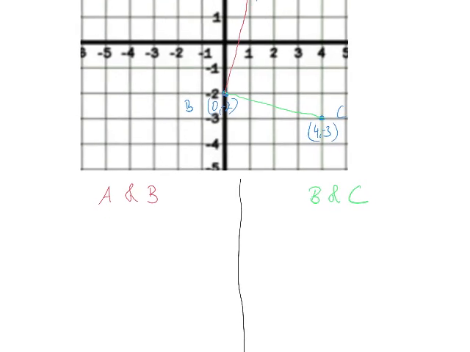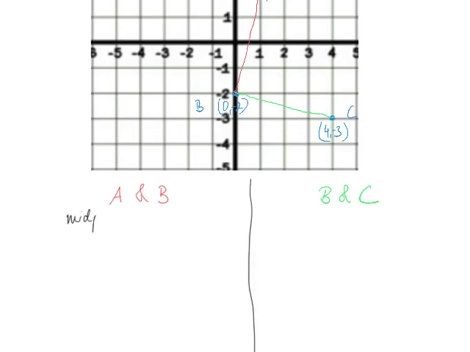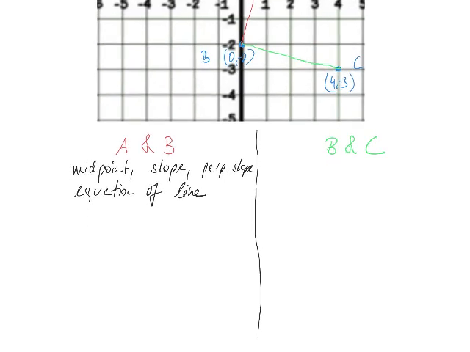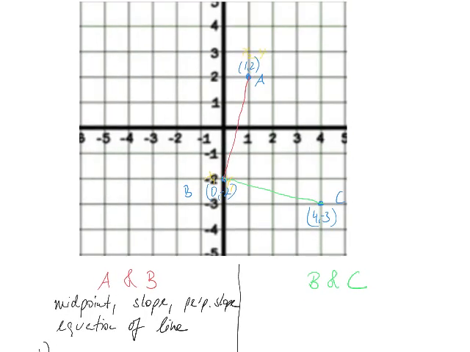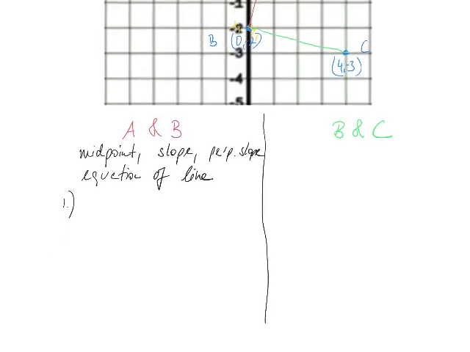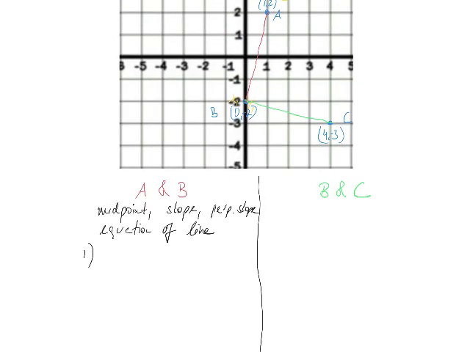Okay, so remember, we start with midpoint, slope, perpendicular slope, and then equation of line. These are our steps. So let's start with the first one. We will label this x1, y1, x2, y2, and we calculate our midpoint.